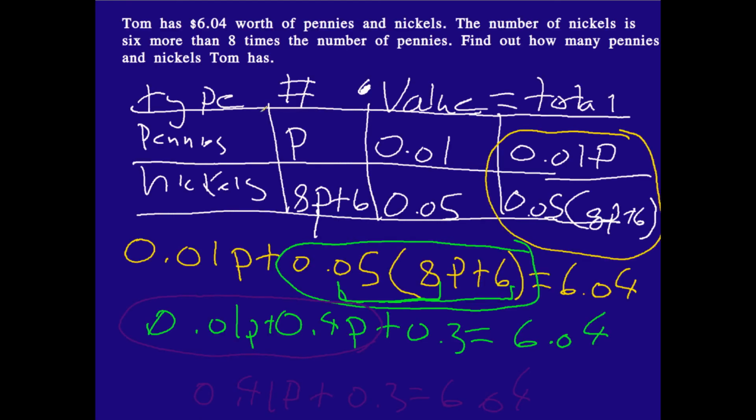So to do that, go to a new screen here. Remember that when we had our nickels, I'm sure you remember this from slide number 2, it was 8p plus 6. We know that p equals 14. So what we're going to do now is go 8 times 14, because p equals 14, plus 6, and that'll tell us how many nickels we have.